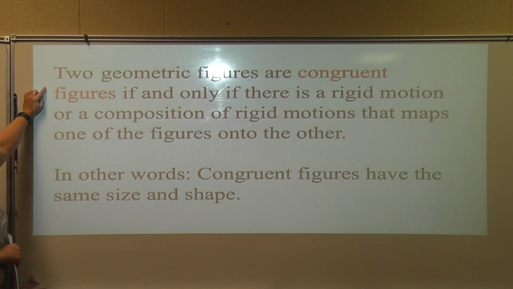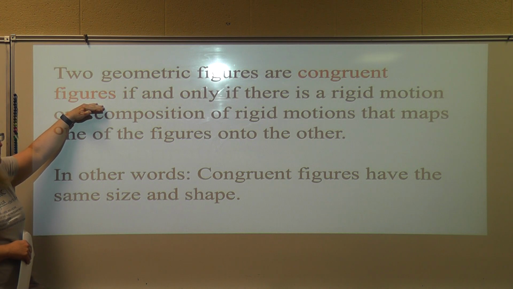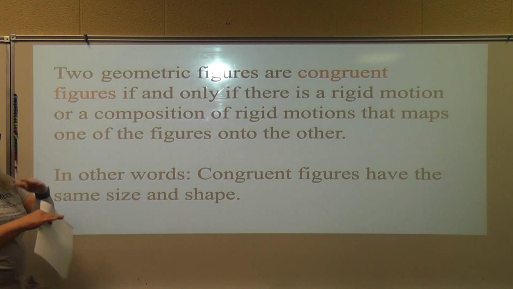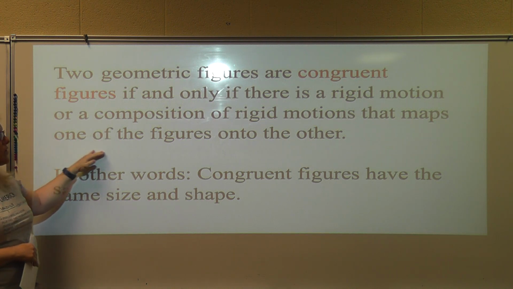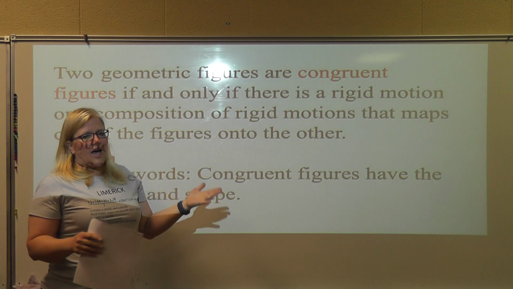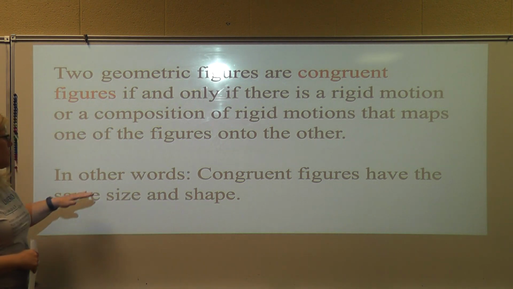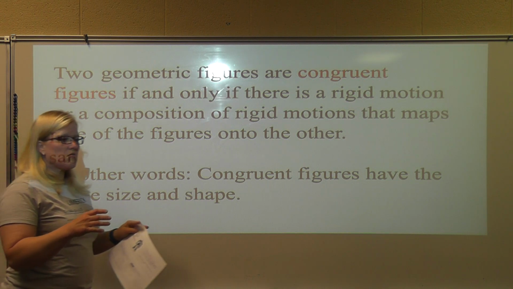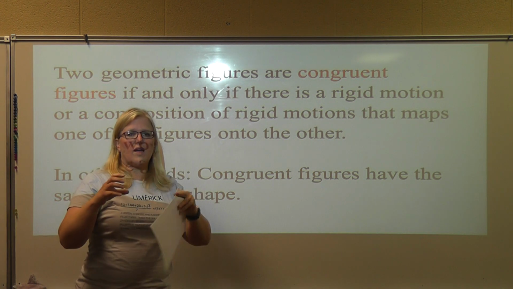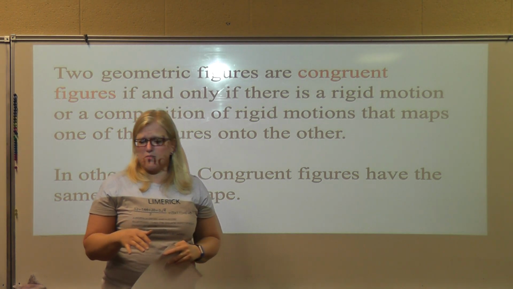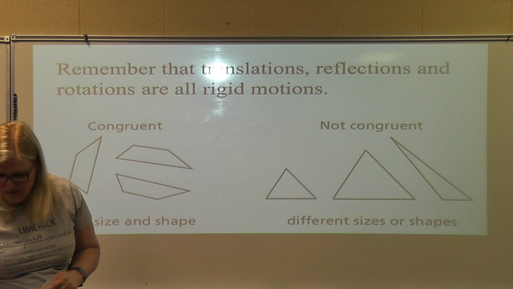Two geometric figures are congruent figures if and only if there is a rigid motion or a composition of rigid motions, that means more than one, that maps one of the figures onto the other. I know, it's a lot of words. Okay, so in other words, congruent figures have the same size and shape. It doesn't matter how many times you move them around or flip them over or rotate them. As long as they're the same size and shape, they're congruent.